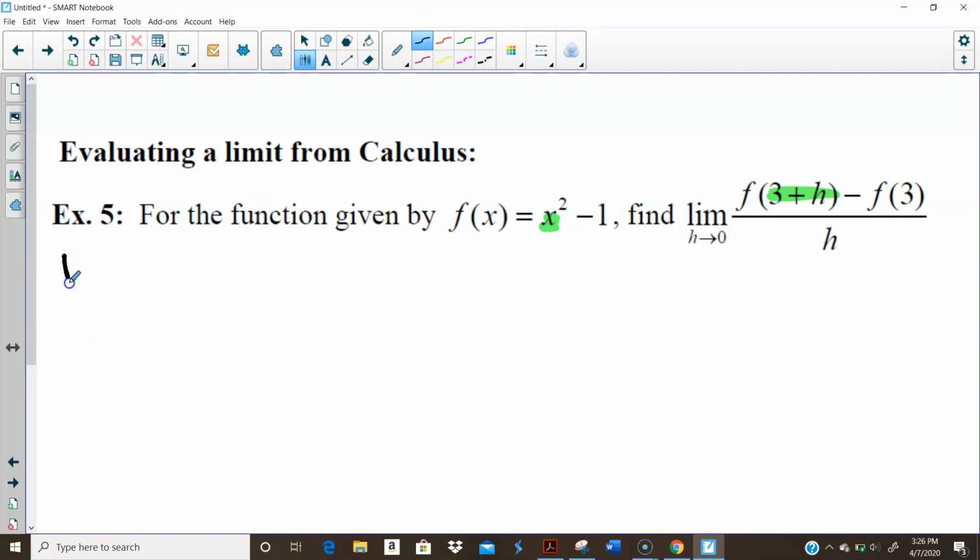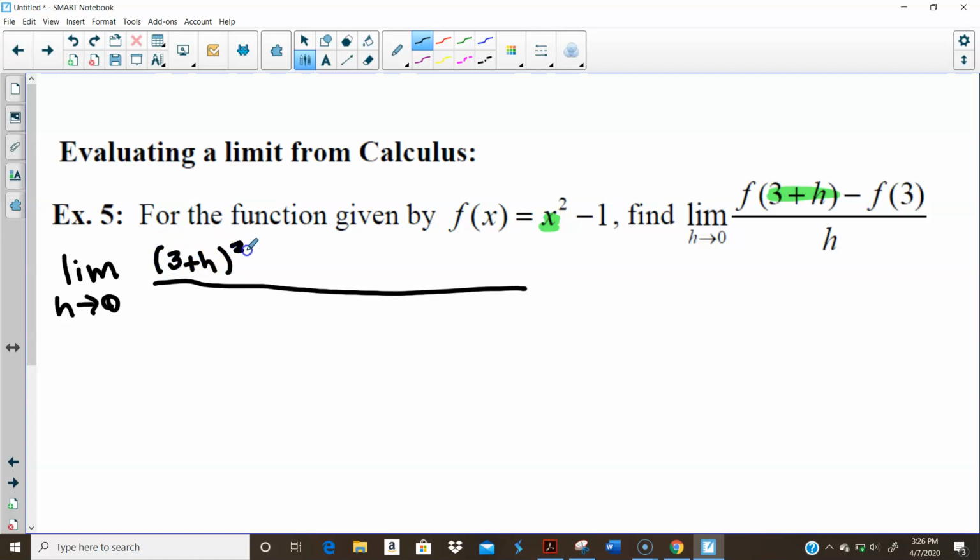All right, so I have the limit as h approaches 0. And this first part of the function is going to be f of 3 plus h. So in place of x goes 3 plus h. So this is 3 plus h squared. And then you still have subtract 1. So you'll put subtract 1. Then we're going to subtract f of 3.